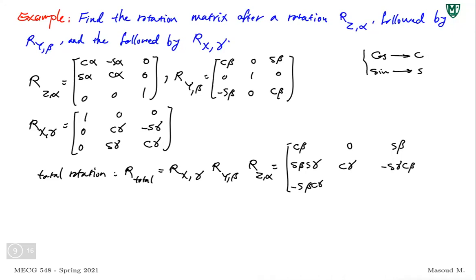Cosine gamma. Third row with the second column: 0, sine gamma. Basically, this becomes sine gamma. And third row with third column: 0, 0, cosine gamma cosine beta. And then you multiply this by R, Z, and alpha.